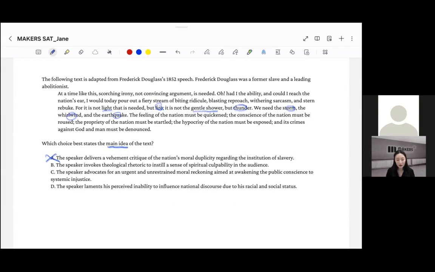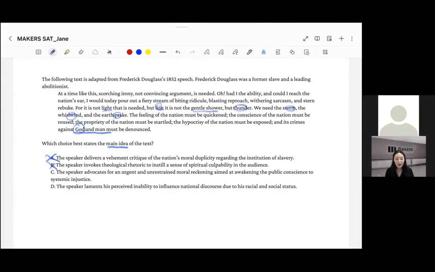B, the speaker invokes theological rhetoric to instill a sense of spiritual culpability in the audience. So B is mentioning theological rhetoric. Yes, religion is referenced here. He is mentioning God and men, but that isn't the main idea. The focus is much broader. We have to address the moral awakening, not the religion itself. So B would be an incorrect answer by focusing too much on a little detail that was mentioned, hence it can't be a main idea.